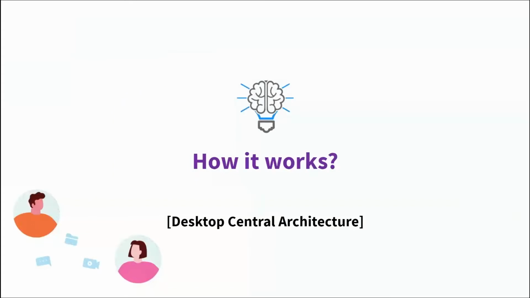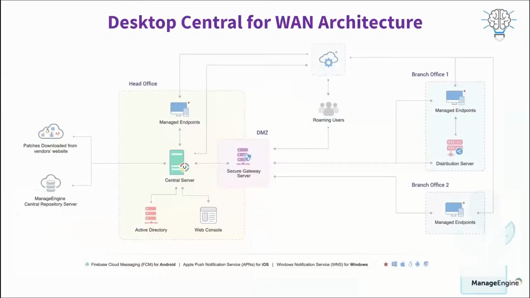So let's look at how Desktop Central works. Desktop Central is a client-server model application and an on-premises solution. You can have Desktop Central hosted in any one of the supporting operating systems. This architecture talks about how you can manage the machines in a WAN architecture. You can manage different remote locations from one console. They can connect either over the internet or using a VPN or MPLS connection.